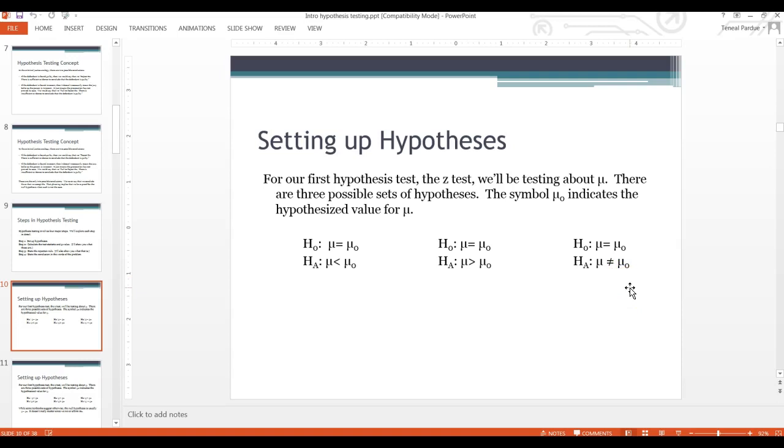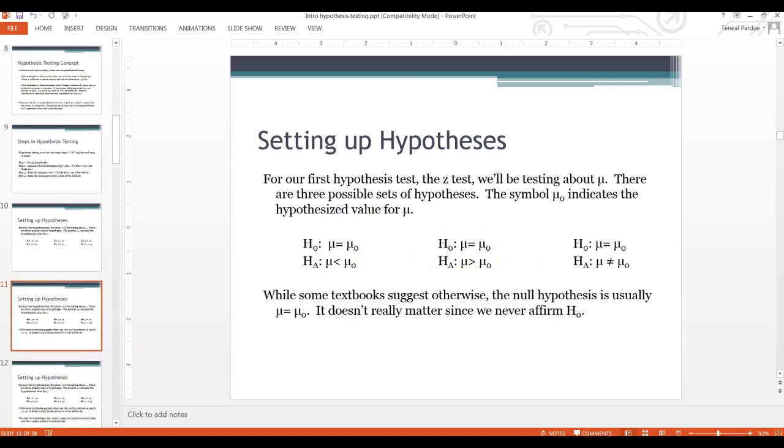Another thing I need you to know is that the not equal to case is called a two-tailed test. Less than or greater than are called one-tailed tests. You'll need that for when we do this in SPSS next week. So the not equal to is a two-tailed test, and less than or greater than is a one-tailed test. Like I said, we're never going to affirm H naught anyway, so it doesn't really matter.